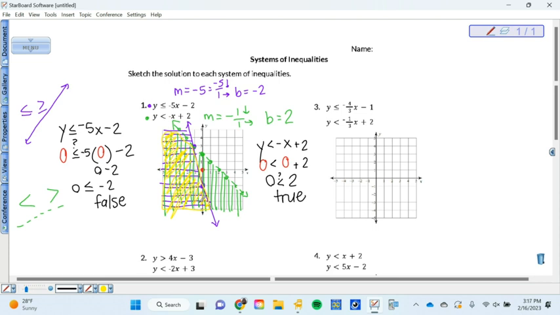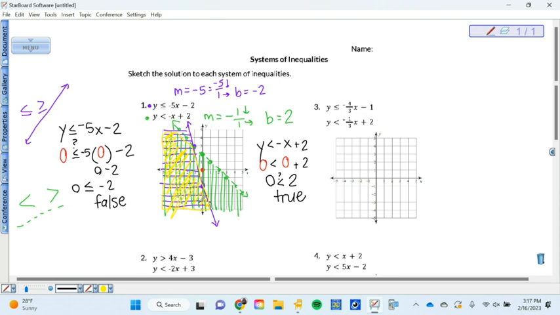Because I have to just look where they overlap. And this part isn't purple, right? This part isn't a solution to the purple line. It's only a solution to the green line.